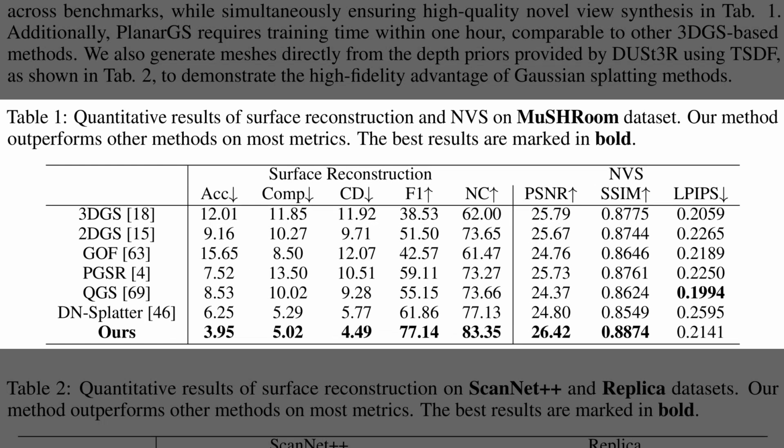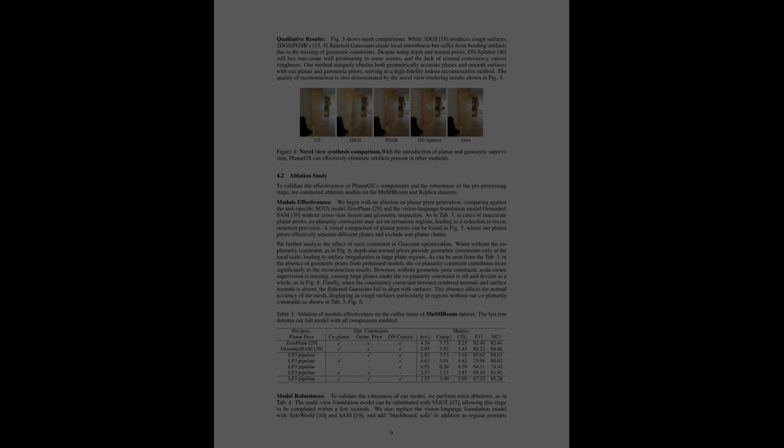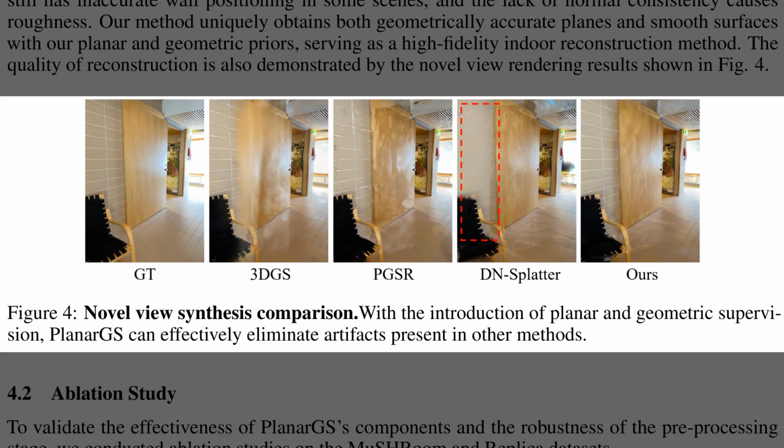While Table 2 summarized ScanNet++ and Replica, Table 1 presents mu-shroom results and highlights the gains. The method reaches accuracy about 3.95 centimeters with F1 near 77% and normal consistency about 83%, which signals crisper planes and cleaner corners. Novel view synthesis also improves with PSNR around 26.4, SSIM about 0.887, and LPIPS near 0.214. Baselines lag, for example, DN-splatter shows accuracy about 6.25 centimeters and F1 near 62%. The previous table covered mu-shroom scores.